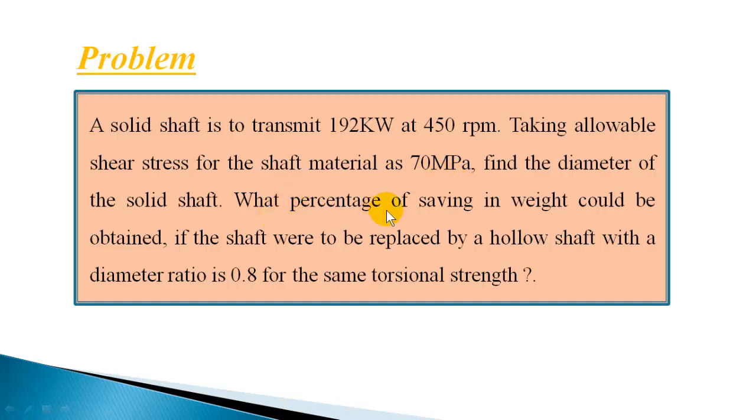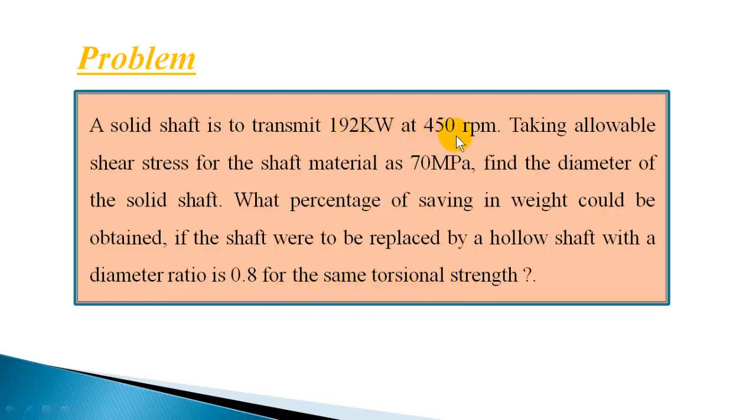Now you want to replace this by a hollow shaft with a diameter ratio 0.8, and we are replacing the shaft for the same torsional strength. When you replace it for the same torsional strength, it should be able to transmit the same power at this speed, keeping the maximum shear stress same. So while transmitting this power, the shaft should have the same maximum shear stress. Shear stress should not exceed 70 megapascal. So that is the meaning of same torsional strength.